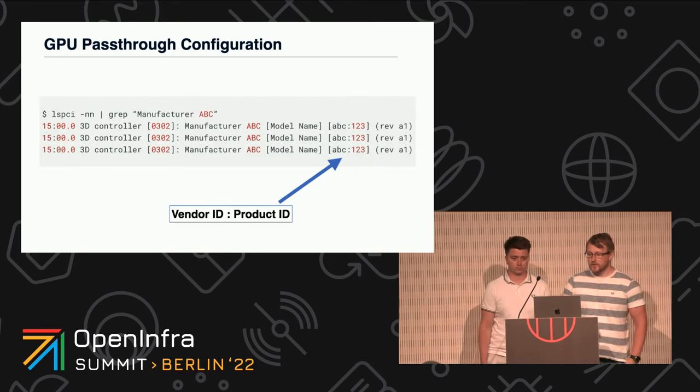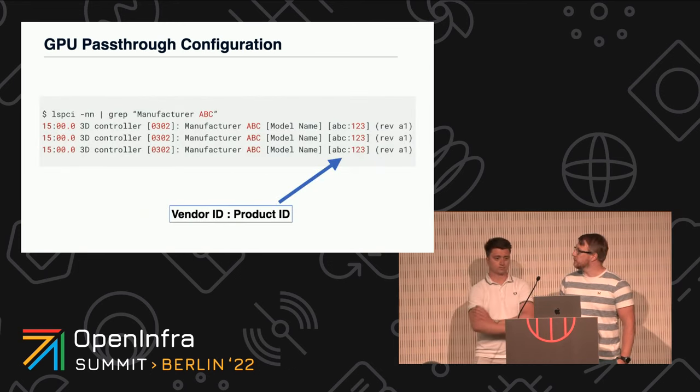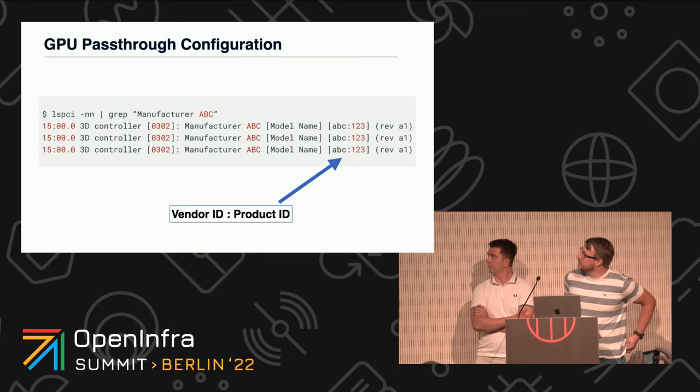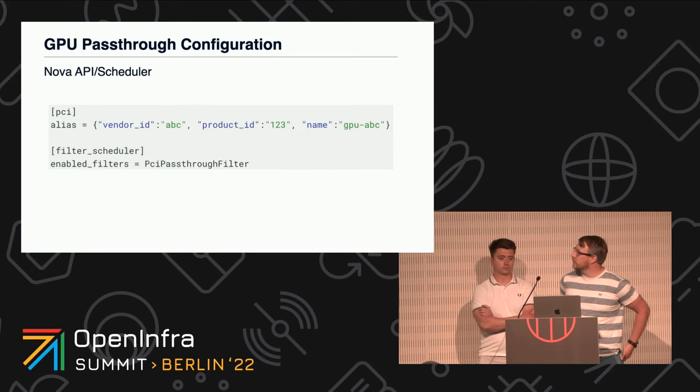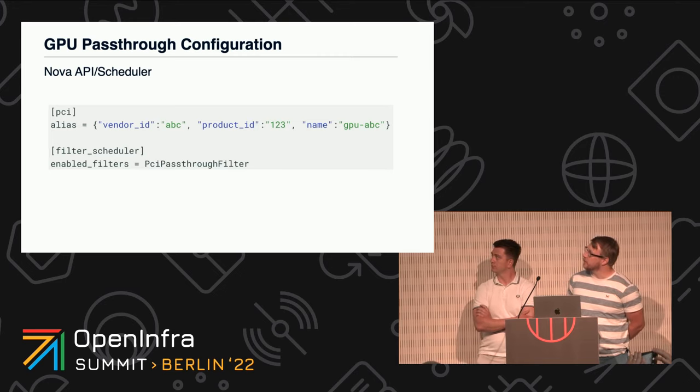Yeah, so a quick couple of examples for PCI pass-through. It's super easy to configure, but it's useful to just see. The most important thing is you need the vendor and the product ID for the device, so we can look that up quickly with lspci. Once we have that, we just need to do a bit of configuration for the controller. Nova API needs to understand what that device is, so we give it an alias: vendor ID, product ID, and then a friendly name. And we also need to enable the filter scheduler for PCI pass-through.